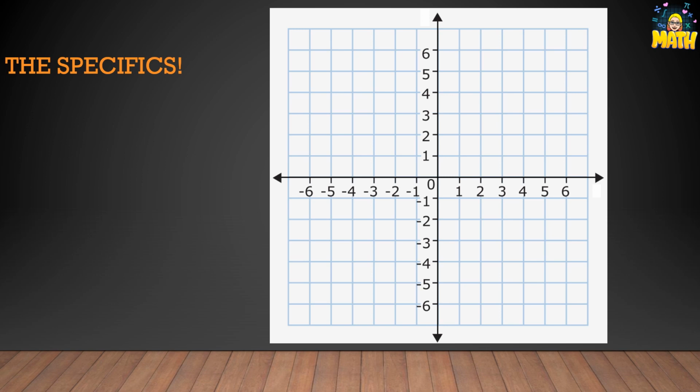All right, let's have a look at the specifics. So our two lines that cross that are perpendicular are also called the axes. We have the x-axis, this one is the horizontal line. You have the y-axis, this one is the vertical line. The point where they meet or intersect, right here in the middle, is also called the origin. When that is written, it is written as (0, 0).